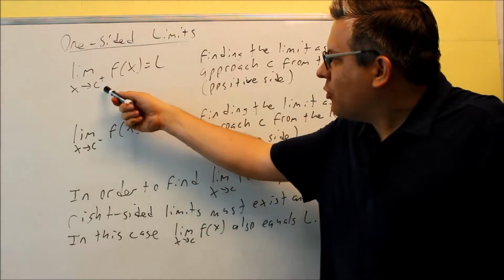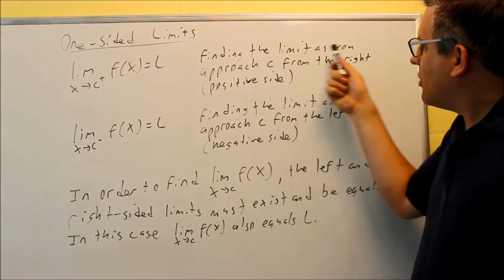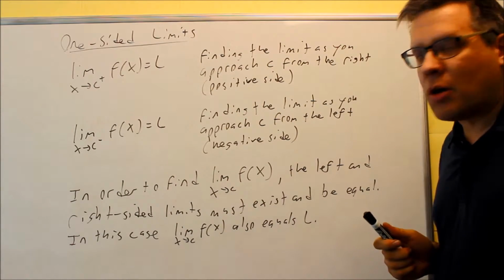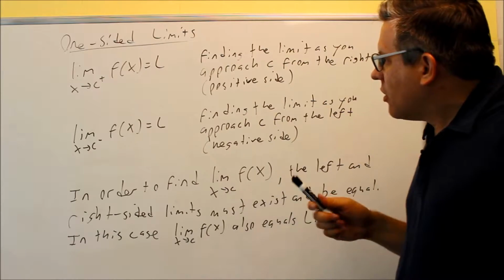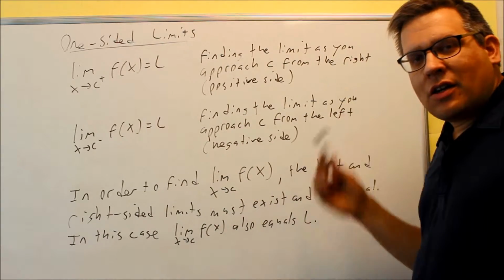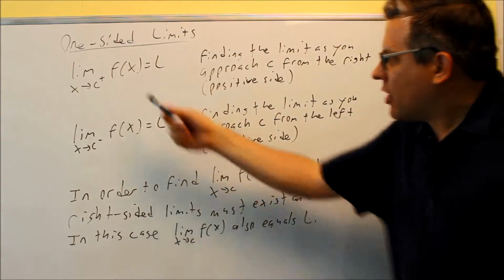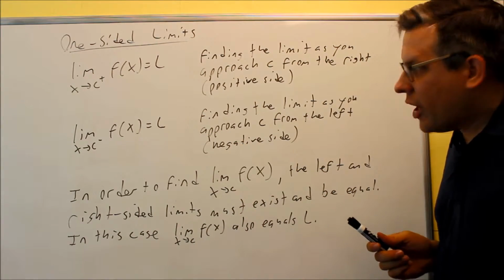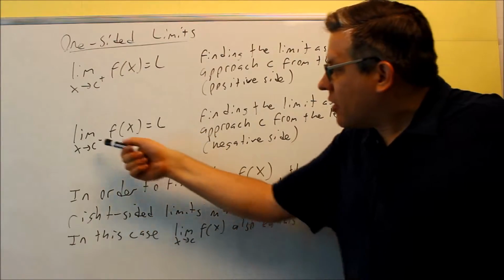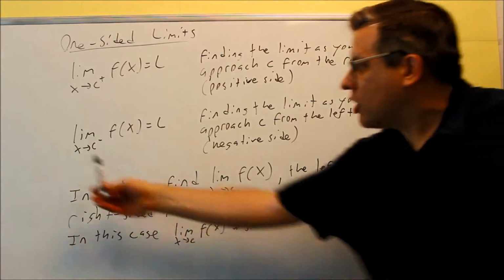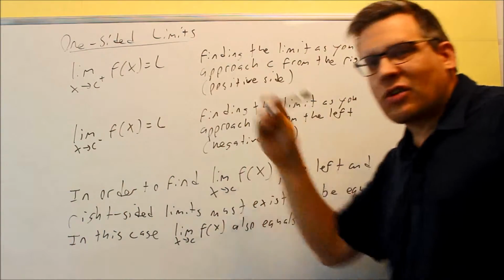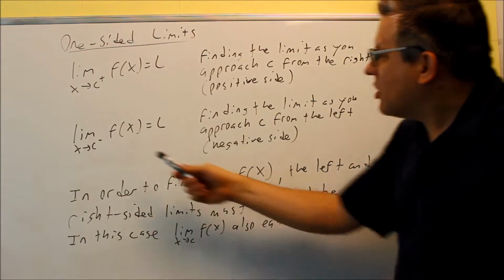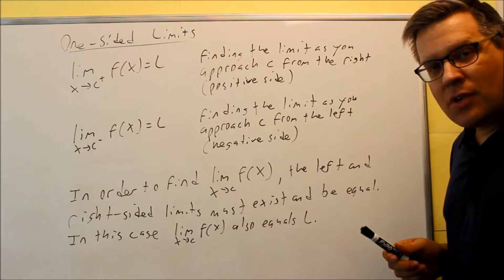So if you have a c with a plus sign on top of it, that means you're approaching c from the right hand side, or from the positive side. Positive values go to the right, negative values go to the left. So the plus here means you're approaching it from that positive side, or from the right. Likewise, if you have a minus sign there, that means you're now approaching it from the negative side, so you're approaching it this way from the left. So you're finding the limit as you approach c from the left hand side, the negative side.